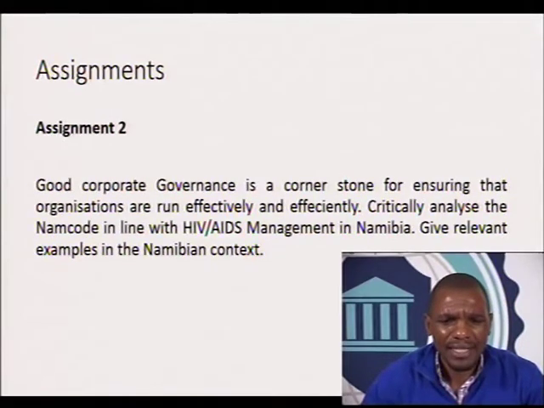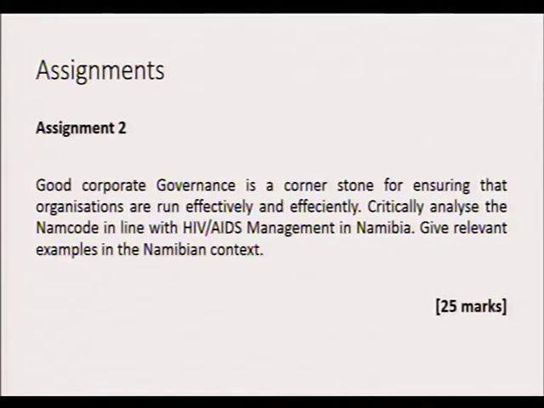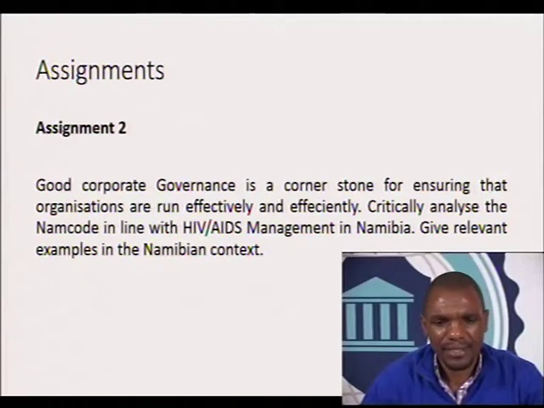Good corporate governance is a cornerstone for ensuring that organizations are run effectively and efficiently. Critically analyze the NAM code in line with HIV/AIDS management in Namibia. Give relevant examples in the Namibian context. So in terms of corporate governance, normally all along people have been leaning on what we call the King 3 report. But Namibia has since developed its own code called the NAM code in terms of good corporate governance.